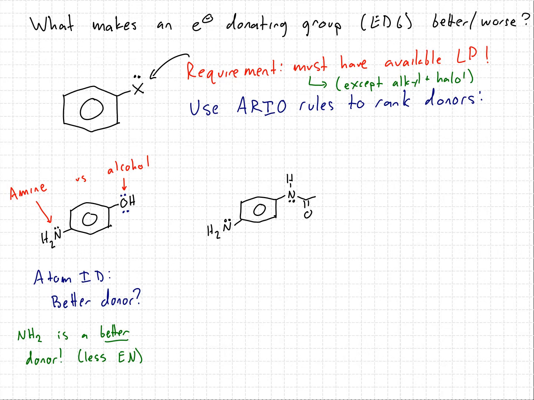Let's take a look at an example where atom identity is not the case because we have the same atoms in both cases. Here, we have an amine nitrogen versus an amide nitrogen. Both of these are electron donating groups, but which one is stronger? Think about which effect we're looking at here. Take some notes about which one is a stronger donor, and then come back to the video when you're done.